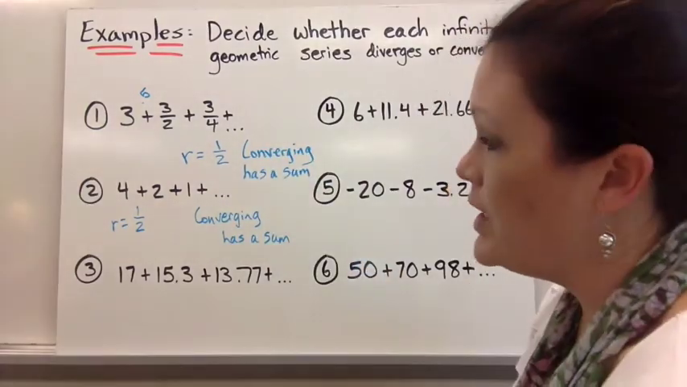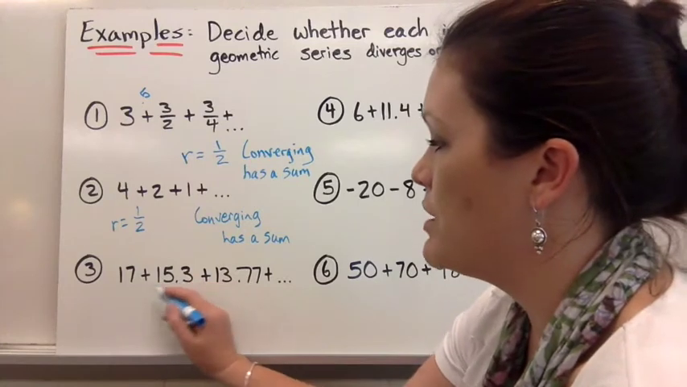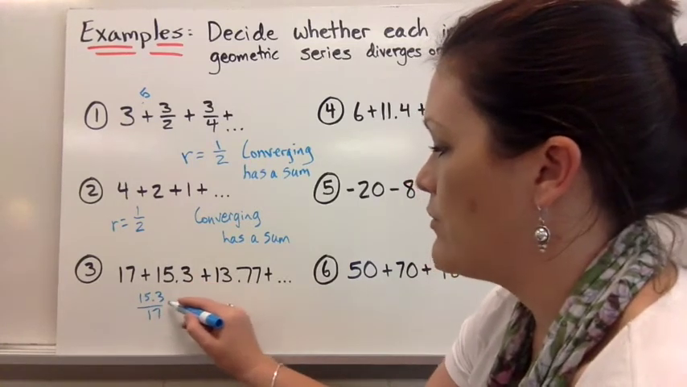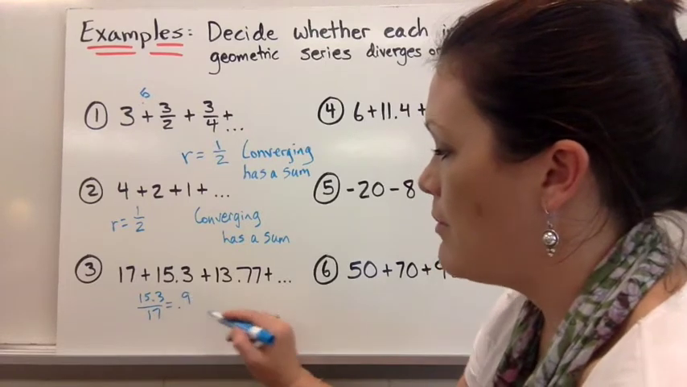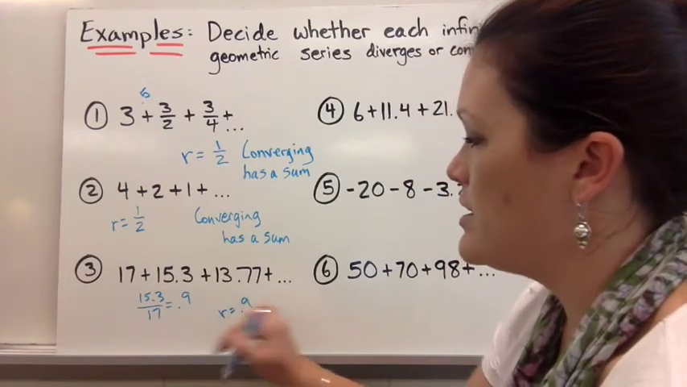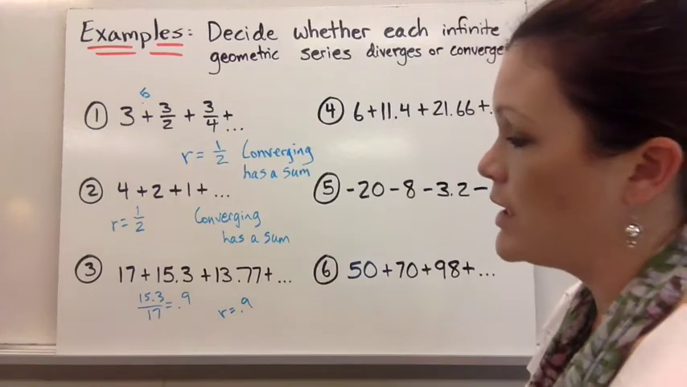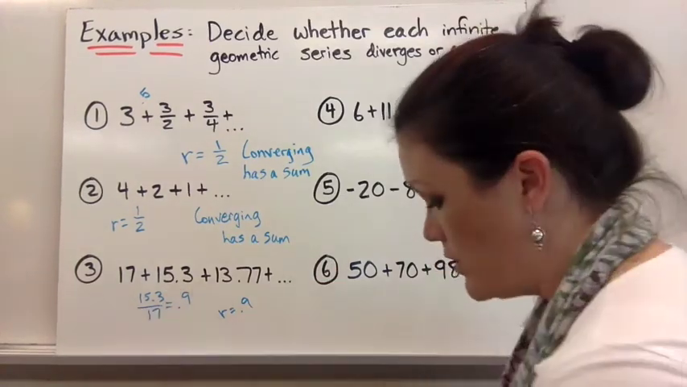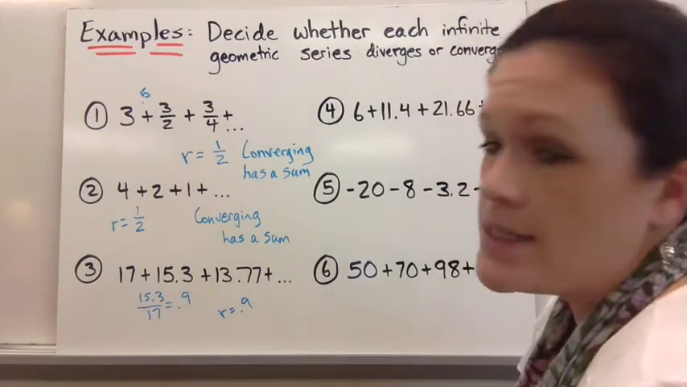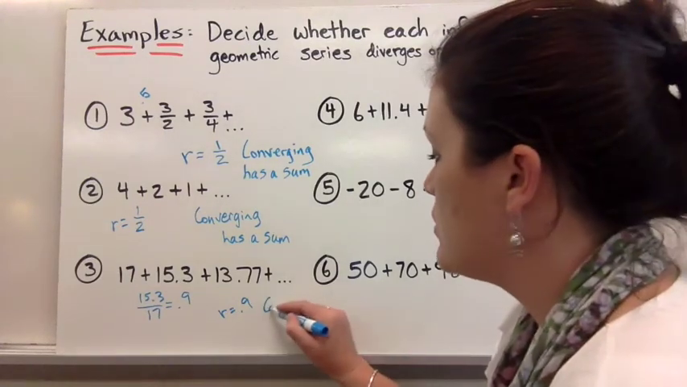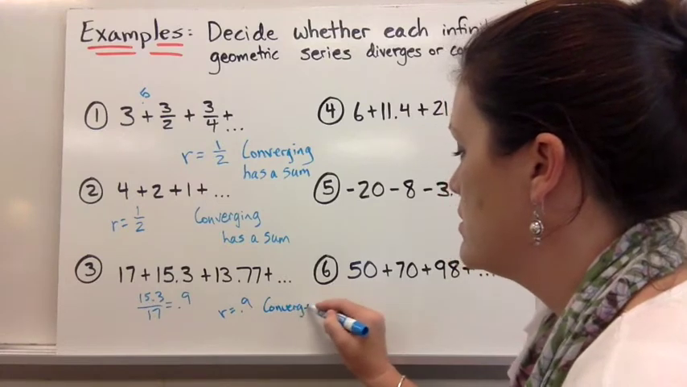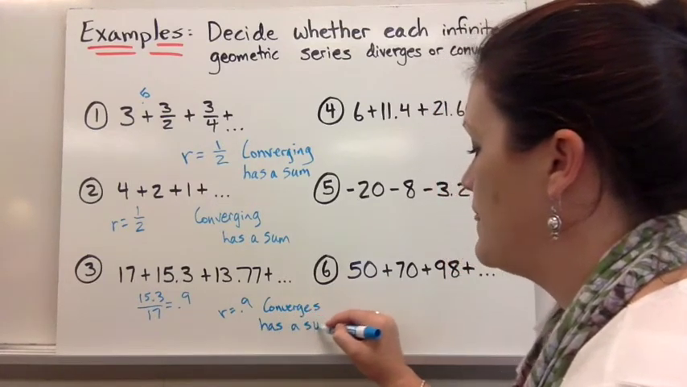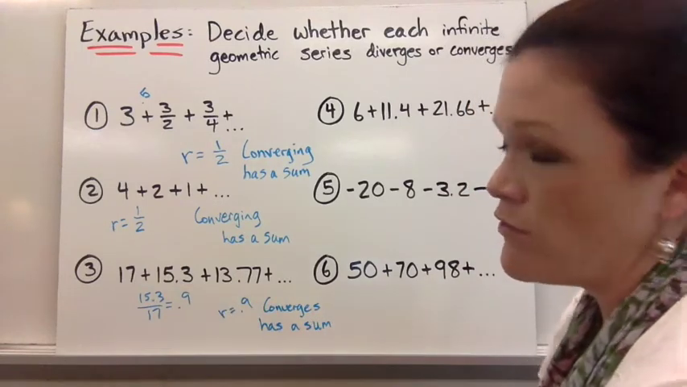And then for number 3, what I figured out was 15.3 divided by 17. Like I say, is a quick way to figure out what's happening for your common ratio. And I got 0.9. And then you just want to make sure it would work between each term. So like 17 times 0.9 did give me 15.3, and so on. And so if it's 0.9, it's still less than 1. So this one still converges and has a sum.